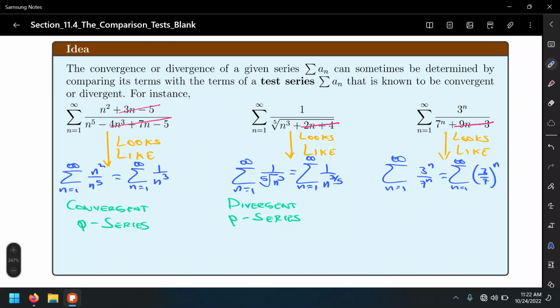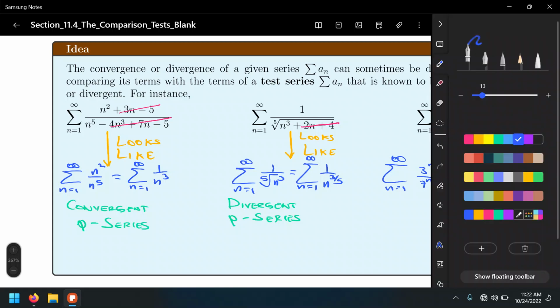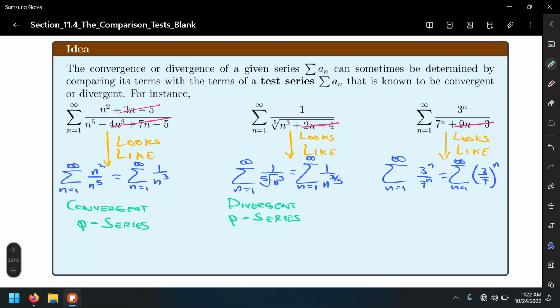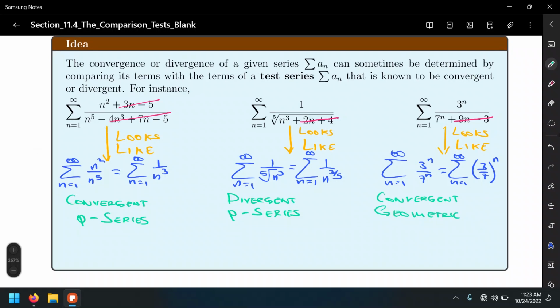All right, well, what about this series? It's geometric, and does that converge or diverge? It converges, right? So this is a convergent geometric series. All right, it's a convergent geometric. So this is the idea about the comparison test. We're going to be given somehow ugly looking series, and we need to come up with something a lot simpler so we can do that comparison.